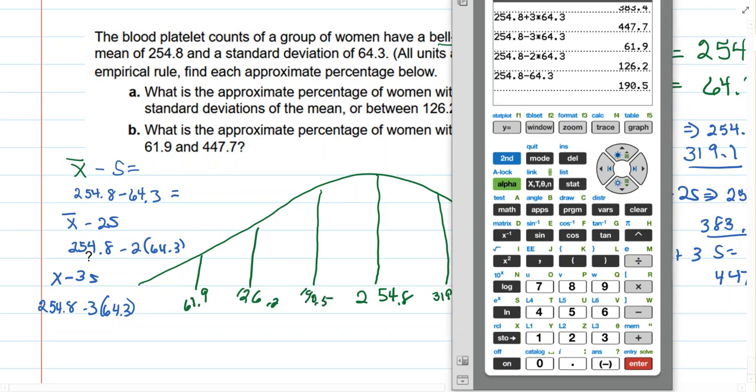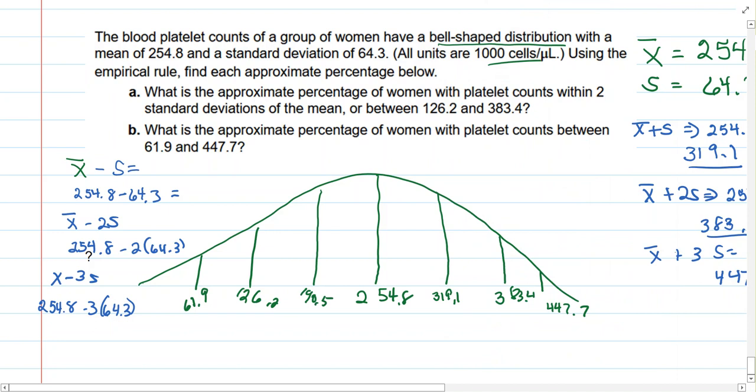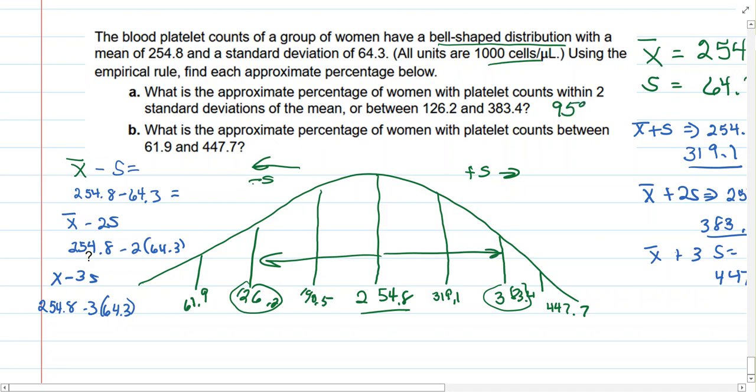All right. Now, I drew my bell curve so that I know that this is my X bar. These are positive standard deviations to the right. These are negative standard deviations to the left. All right. So let's see what the question is. What is the approximate percentage of women with platelet counts 2 standard deviations around the mean? So this is 1, 2, and this is 1, 2. So 2 standard deviations around the mean is 95%.